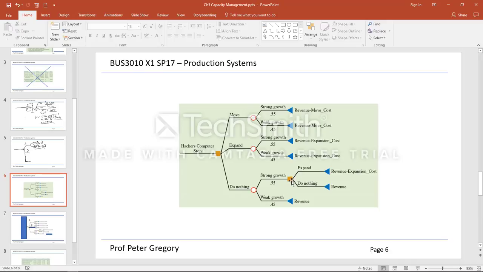But if we wait a year and there is strong growth, then we can decide whether with the remaining 4 years we should do an expansion, which is going to cost us $87,000 for what added profit, or do nothing. Is doing nothing better than expanding, okay? So we're going to apply these probabilities here to outcomes, okay?